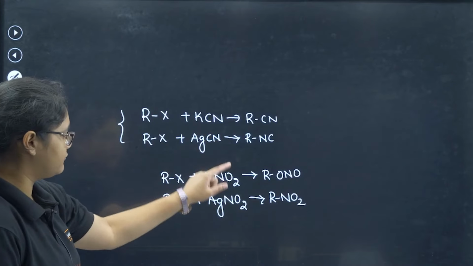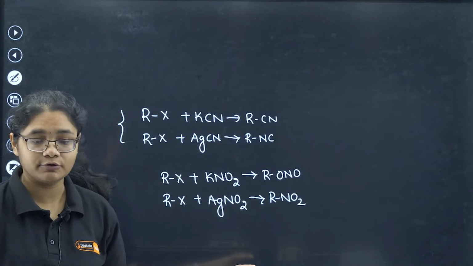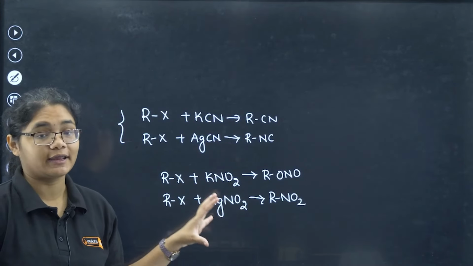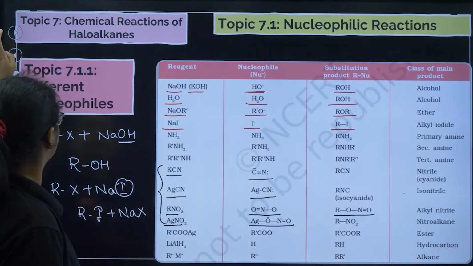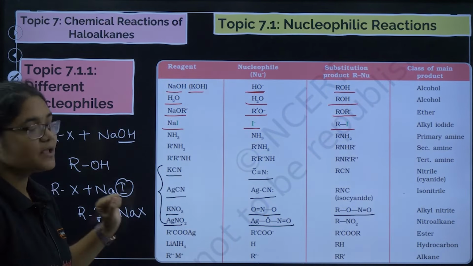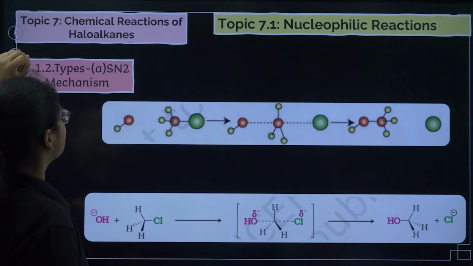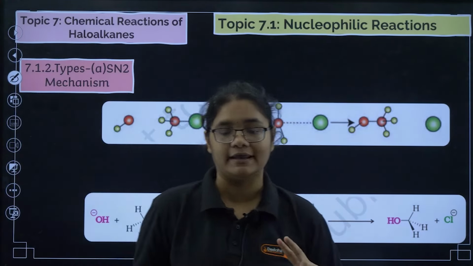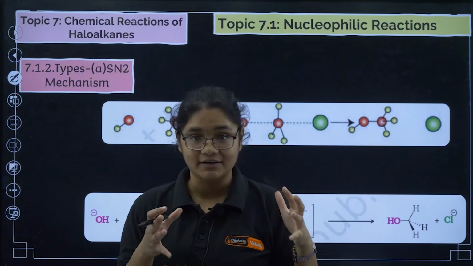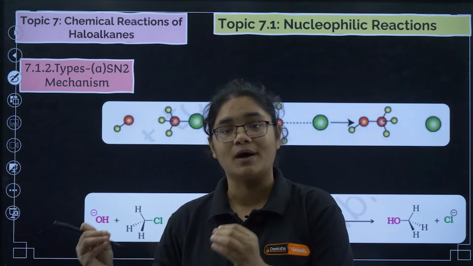Okay, so you can see the difference, and this is where people get confused, so you have to revise this again and again. Next, others are very simple, so we will move forward. You can just take this table. Now let's move to the types of nucleophilic reactions. There are two types: one is called SN2 mechanism, another is SN1 mechanism.